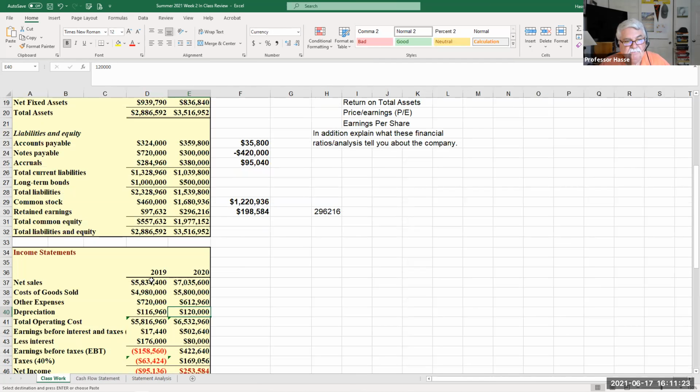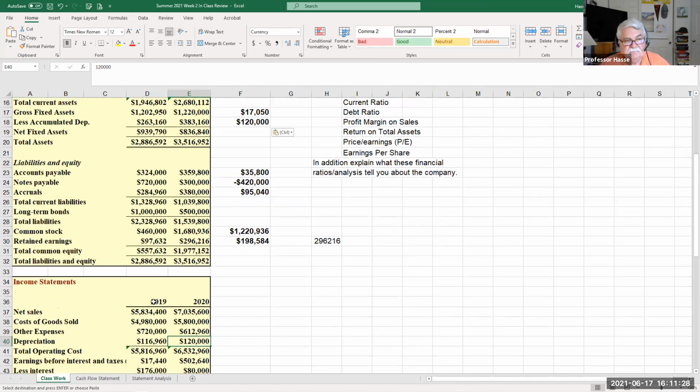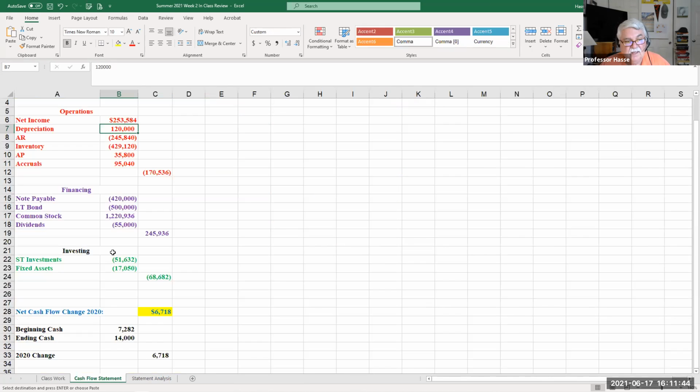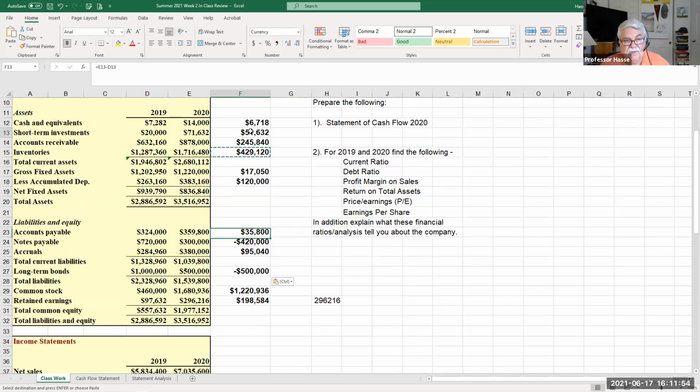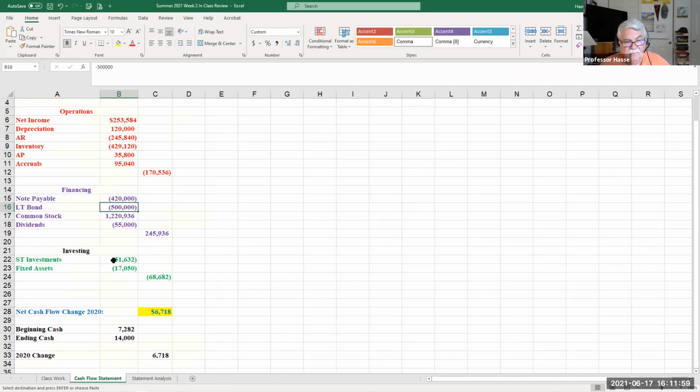That's why depreciation is right here as positive cash flow in operations. And finally, we have our long-term liabilities. Long-term bonds had a delta. We paid off $500,000 of those bonds. Thus, $500,000 is cash going out for the payment of the long-term bond. And then finally, under short-term investments, we see we paid out 51,632, as I said earlier. That's investing money going out.